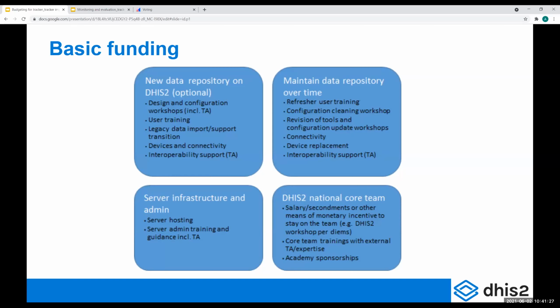There are costs associated with server infrastructure and administration. It's the actual server hosting costs, and it's also the server admin training and guidance, including maybe TA, technical assistance from outside. And then we also need to fund the DHIS2 core team in a country. This is paying for salaries or maybe secondments from other departments.